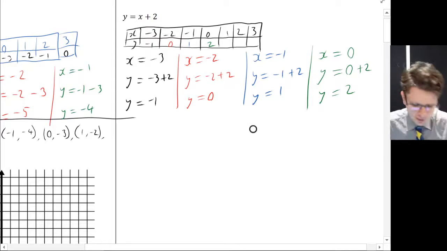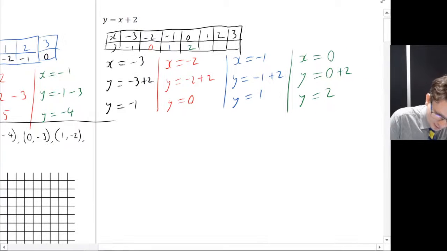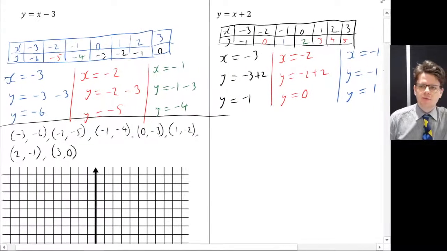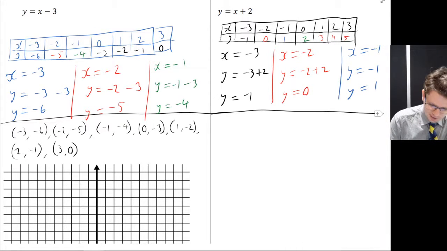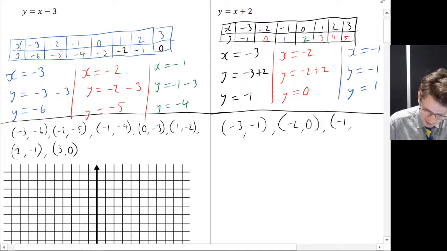So let's look at the pattern on the bottom row. Minus 1, 0, 1, 2. I think from there onwards, it's going to go 3, 4, and 5. And if you work them out, it is true. Alrighty, so hopefully that's what your table looked like. Now once we've done our table, next step is to write down our points. So let's write down our points. Minus 3, minus 1. Minus 2, 0. Minus 1, 1.